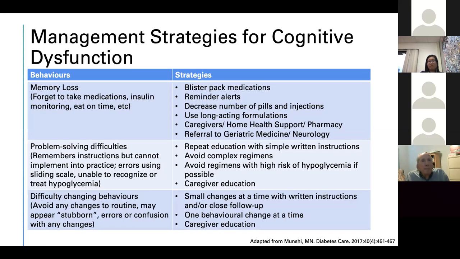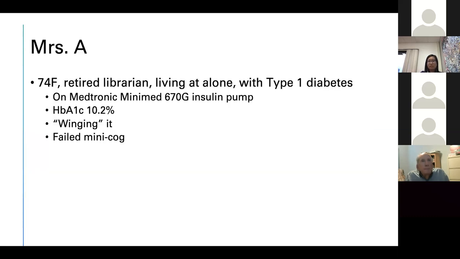And finally, caregiver education. So just coming back to the cases that I presented earlier. Mrs. A was a 74-year-old retired librarian living alone at home with type 1 diabetes, on an insulin pump. Her hemoglobin A1C had been trending upwards to 10.2% over the past year. She was really just winging it, not using her bolus wizard, and saying that she just needed to focus on her health.